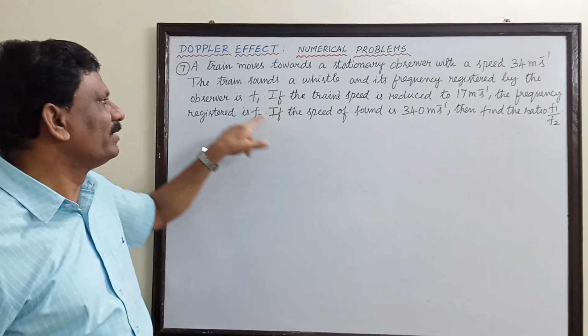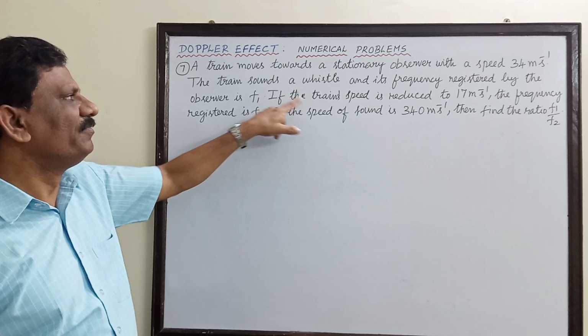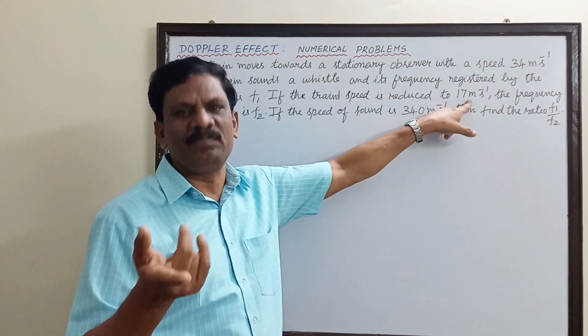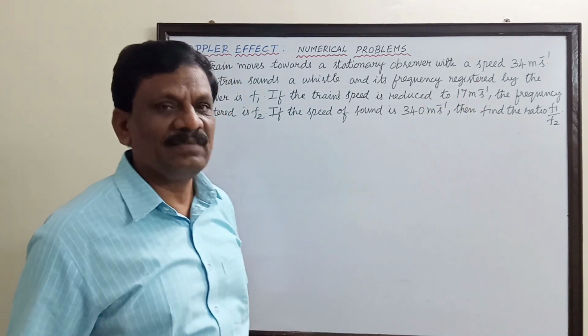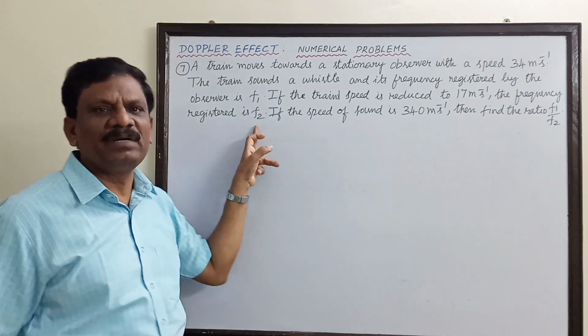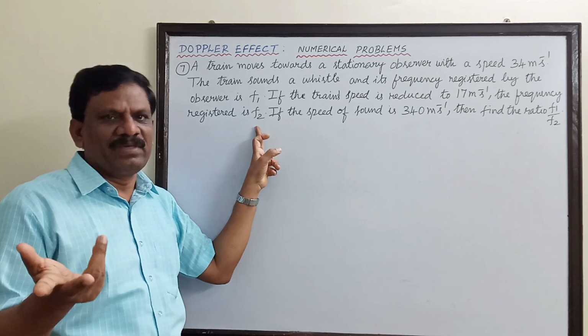The apparent frequency is given as F1. Keep it in mind. If the train's speed is reduced to 17 meters per second instead of 34, then the frequency registered by the observer is F2. Naturally, it will be different from F1.